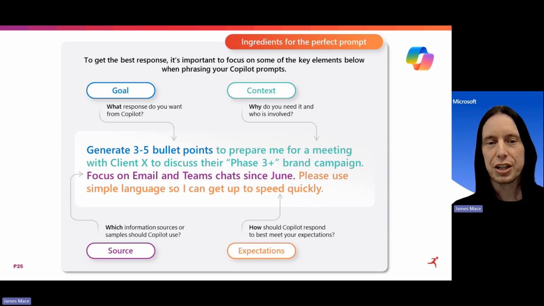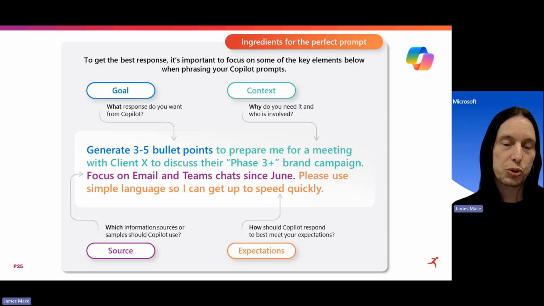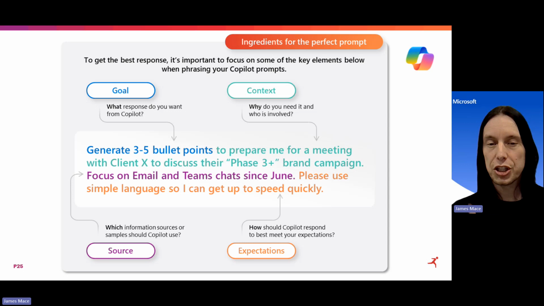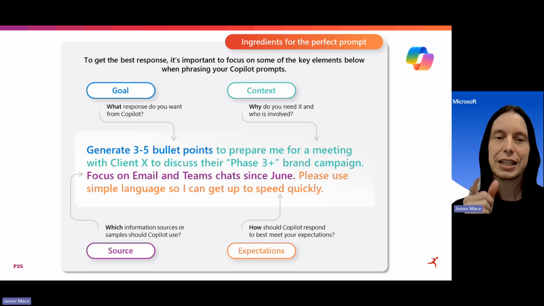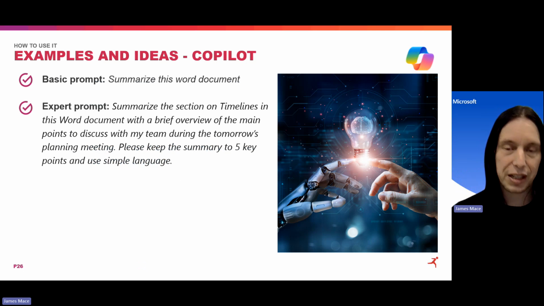But we can see a few things in here, right? We've got a goal on what we want it to accomplish. We've got context, who's involved, why do we need it, source, which information we're using, expectations, but there's more that we can do. And more importantly, the tools are more powerful than just getting it to generate some bullet points or a summary, all right? So let's dive into an expanded version of this.